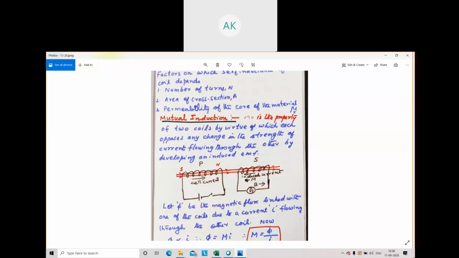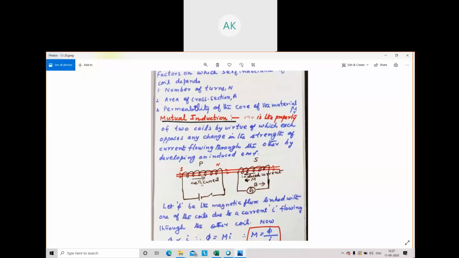So if we keep another coil near to it and connect a galvanometer to it, we can detect whether current is induced or not. Two coils are there: one is the primary coil and the other is the secondary coil. In the primary coil we connect a battery and a tap key, and in the secondary coil we connect only a galvanometer.